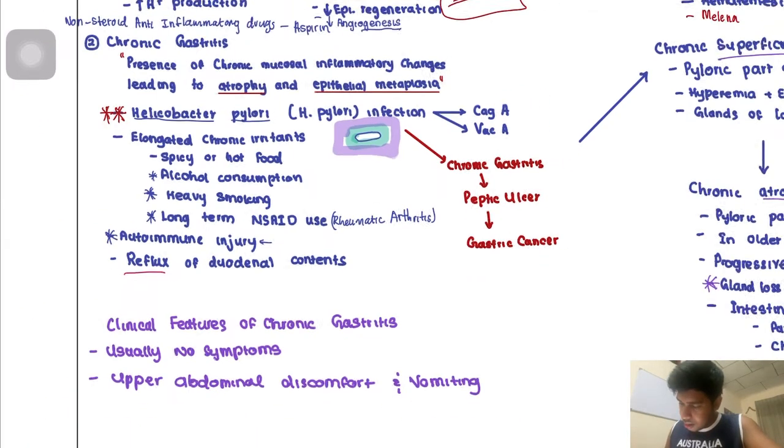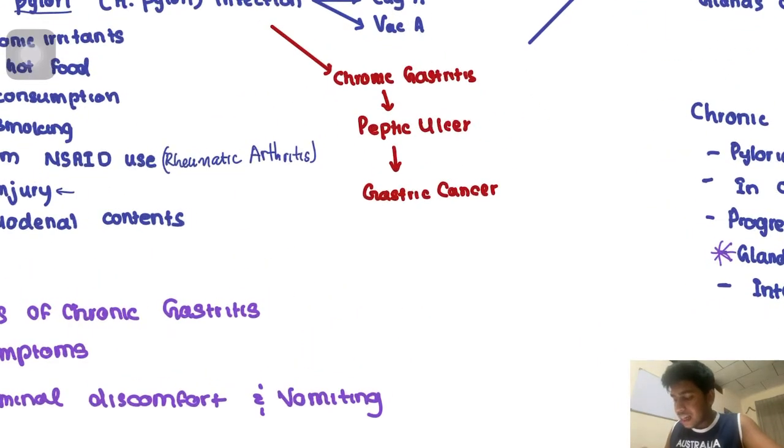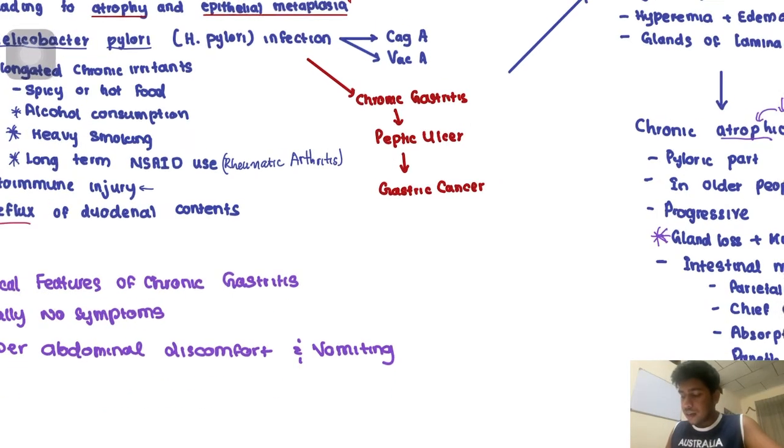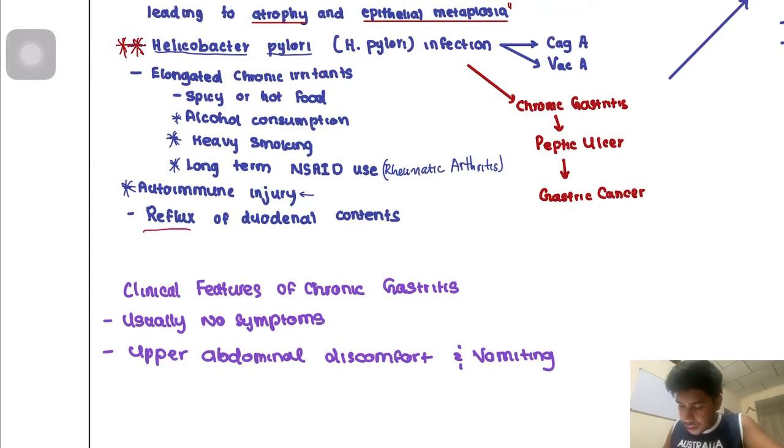Helicobacter pylori can lead to chronic gastritis, which can develop into an ulcer, or it can even lead to gastric cancer. Also, these risk factors are important. So the first one is H. pylori. The second one is chronic irritants.